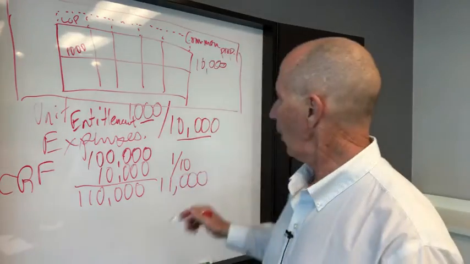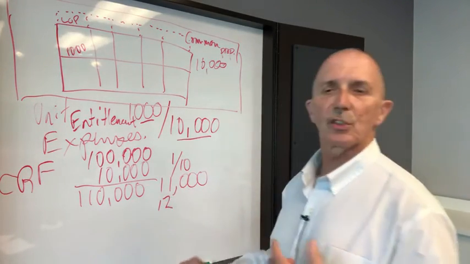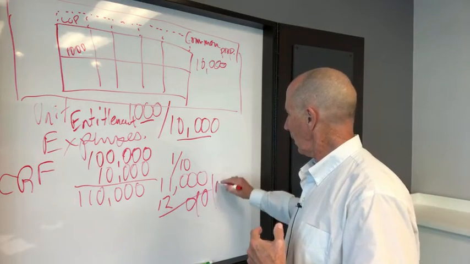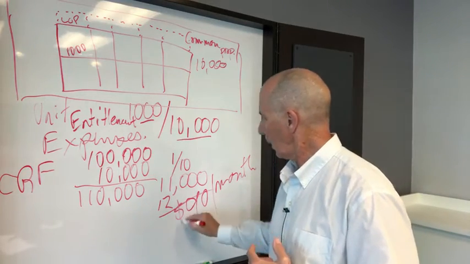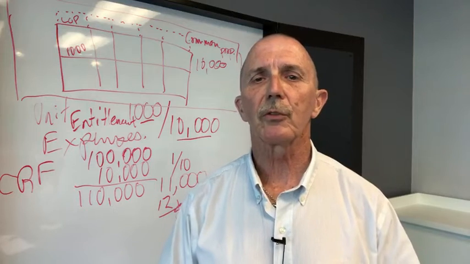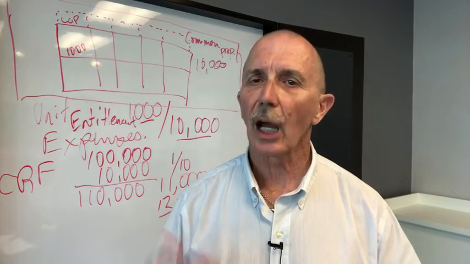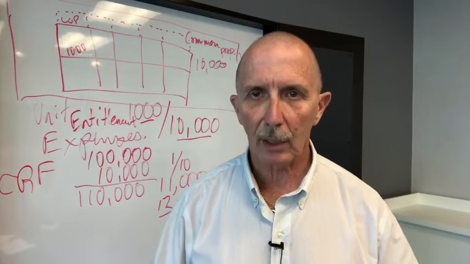So what we're going to do is divide that by 12. And so that's roughly $90 per month. So your strata fees are going to be roughly $90 per month. So that's how they figure out the strata fees.